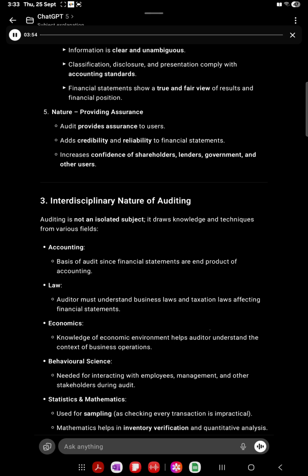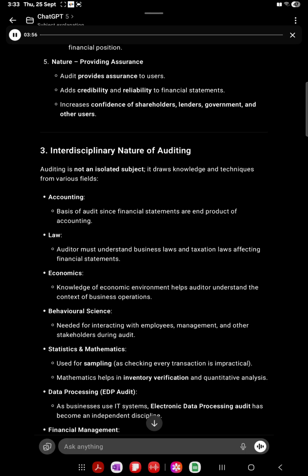5. Nature: providing assurance. Audit provides assurance to users, adds credibility and reliability to financial statements, and increases the confidence of shareholders, lenders, government, and other users.